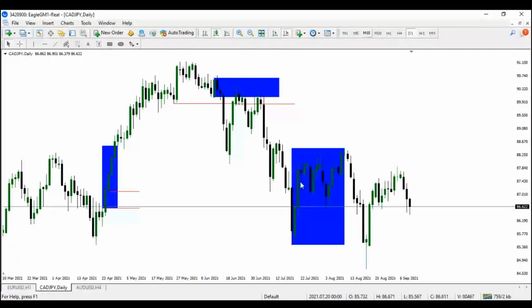Now, I've explained the 3 concepts easily: the concept of imbalance, inefficient price action, or fair value gap. That is simply what an imbalance is. It's not difficult at all. Do we all understand now?